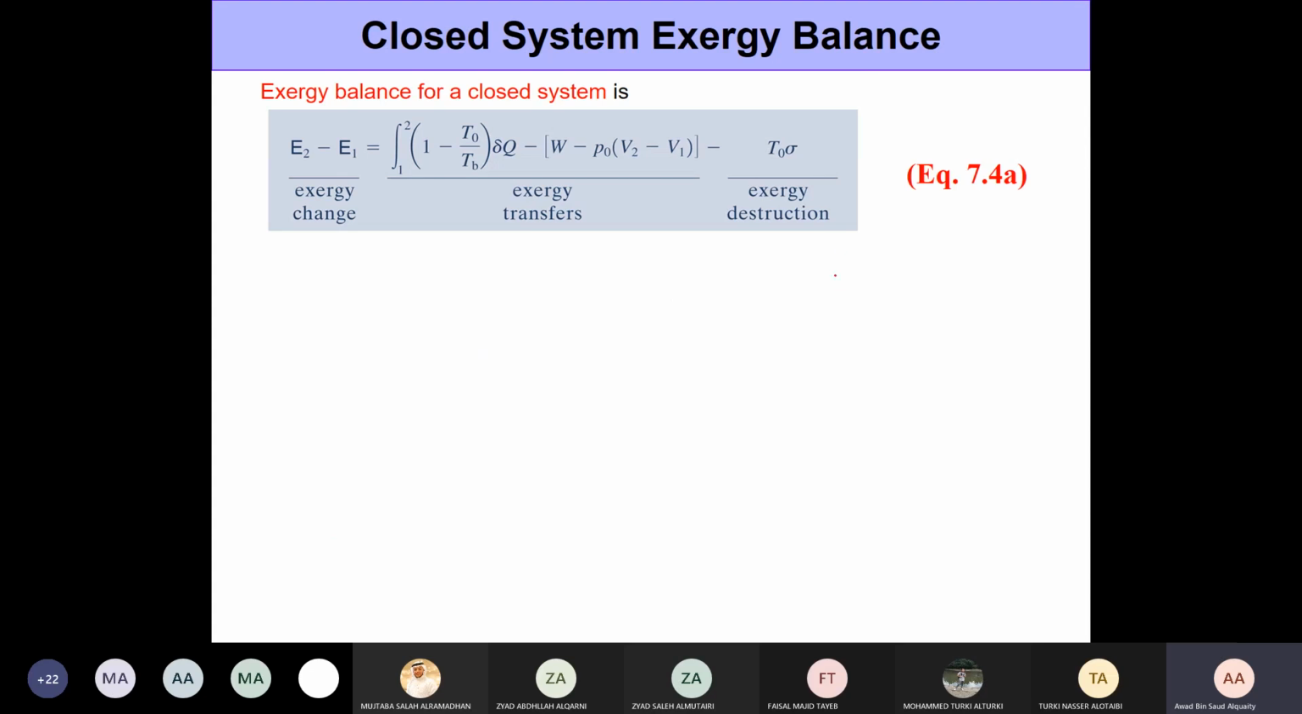So we said this is the exergy balance for a closed system, right? Any exergy change between two states of a system is because of either exergy transferring along with heat and work, or because of exergy being destroyed. Okay, so let's start by evaluating all the terms in this equation one by one.